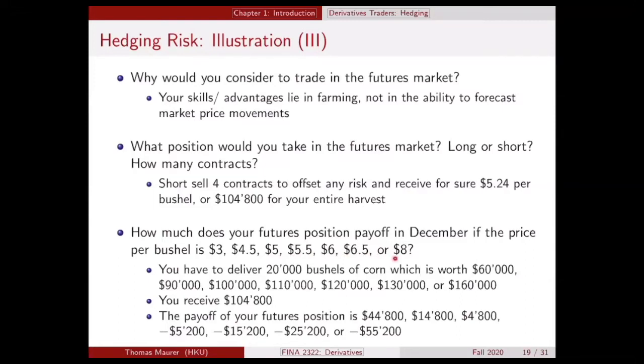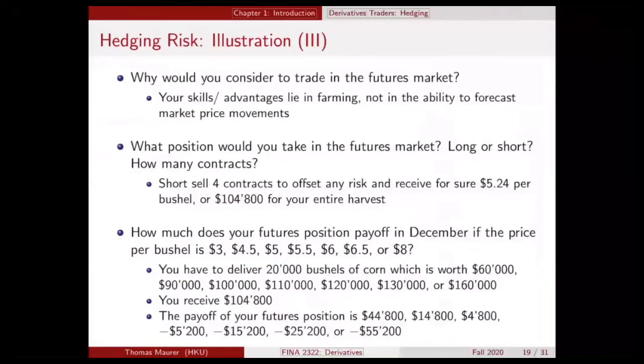Let's look just at the other extreme, where the corn price increases a lot to $8. In this case, the farmer has a short position. Again, what he has to deliver is actually worth $8 times 20,000, which is $160,000. On the other side, again, he was promised to receive $104,800. So that means now he has actually a loss of $55,200. So in this case, the Chicago Mercantile Exchange would require that farmer, that short position, to pay $55,200 to the other offsetting long position.